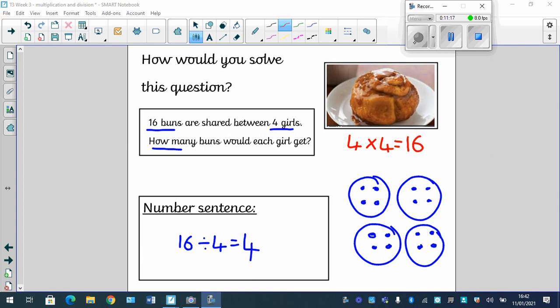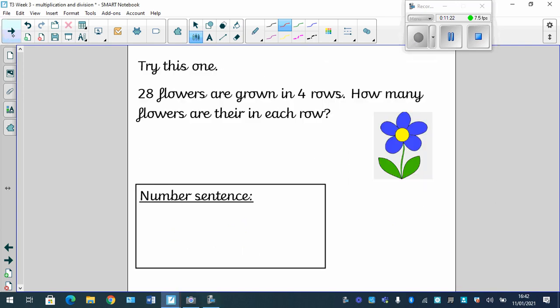What I'd like you to have a go at now is to see if you can solve the next question as well. Can you solve this problem? Alright, there are 28 flowers that are grown in 4 rows. How many flowers are there in each row? See if you can solve this question. So pause the video here and have a little go.